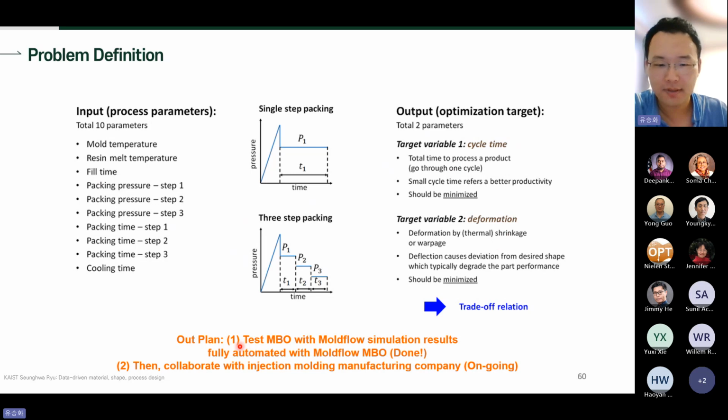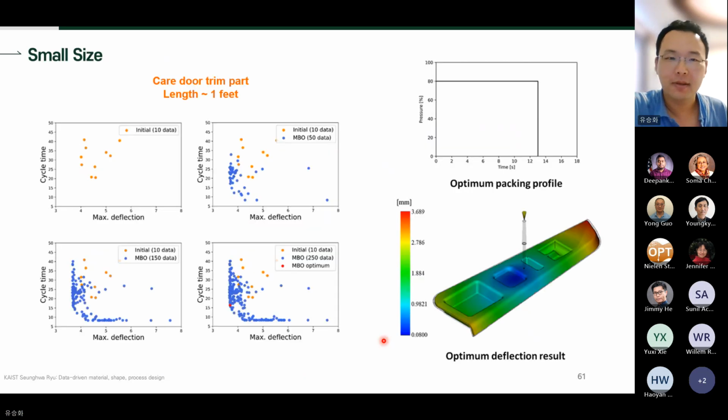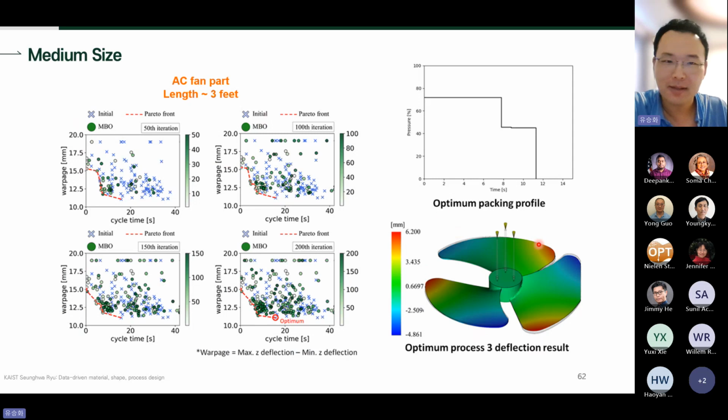Okay, and our plan was to test MBO with a completely simulated data set first, and then move on to a real company. So this is ongoing, and the simulation we have done was a success. For the small sample with 1 foot length, we found that after MBO, the optimal packing profile was single stage. And for the larger sample with 3 foot diameter, an air conditioner fan part, after MBO we found that two-stage packing pressure is the optimum packing profile.